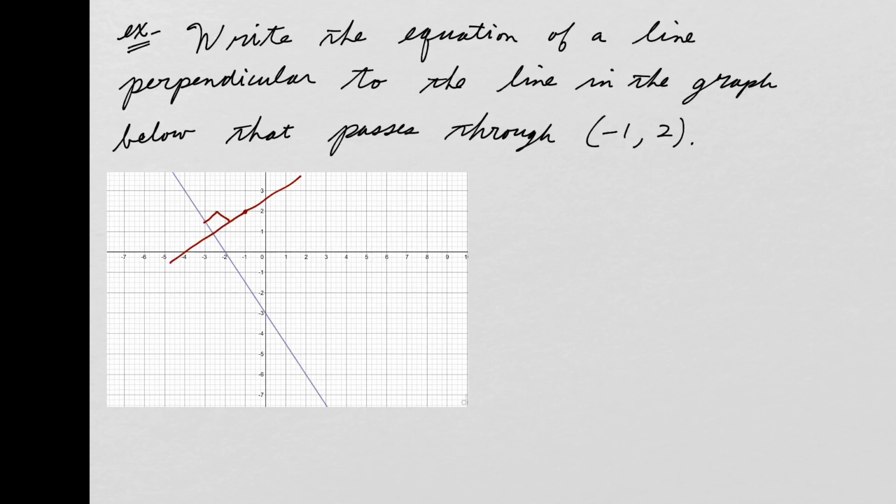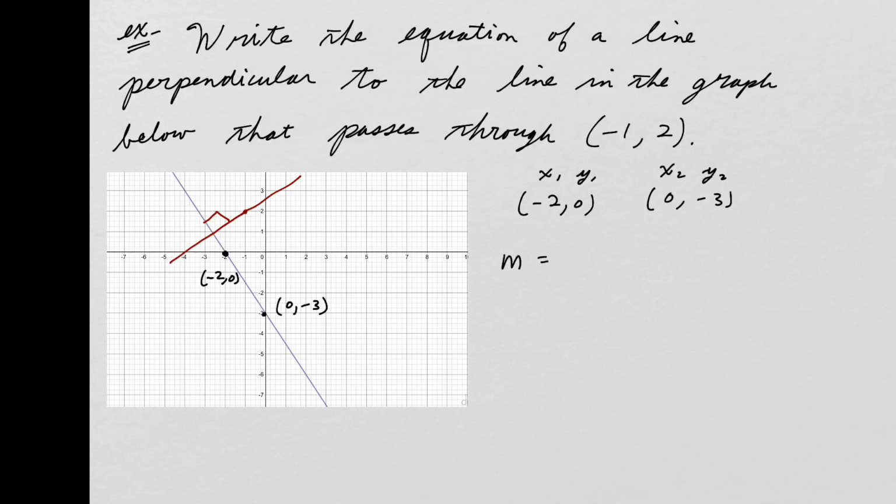Okay, so the first thing I need to do is find the slope of this given line, right? Well, we can see 2 points that lie on that line. Just the intercepts would be the easiest. See this point right here? So this is -2, 0. And this point right here is 0, -3. So if I call the first one x1, y1, and the second one x2, y2, let me find the slope.